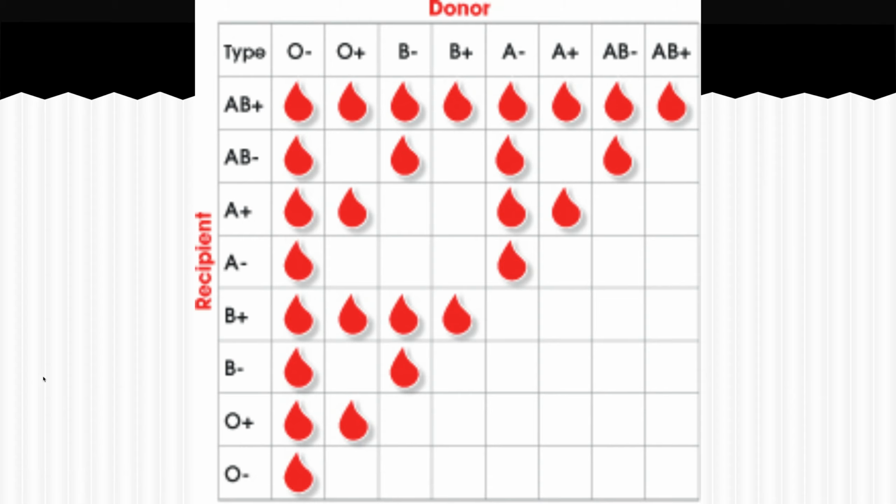B negative can donate to AB positive and negative, and B, it can always give to its own blood type. Someone with B positive blood can only give to AB positive and B positive. A negative can give to A and AB, both positive and negative. A positive can only give to AB positive and A, and then AB negative can only give to AB negative and positive, and AB positive can only donate to AB positive.